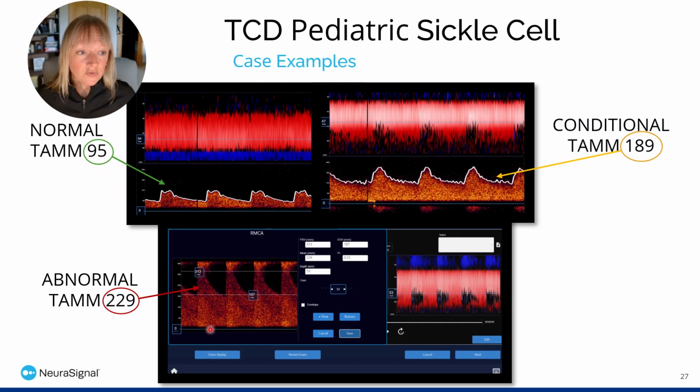Your case examples for sickle cell: your normal, 95 time average mean maximum; your conditional range, 189. This white line is your envelope tracing, and that is what is providing us our mean velocity. So we want to make sure that white envelope is tracing that waveform accurately. When the measurement needs to be made manually, we can do that post-processing and put a cursor at the peak and the end. And you see here, this is our abnormal mean velocity for our sickle cell population.